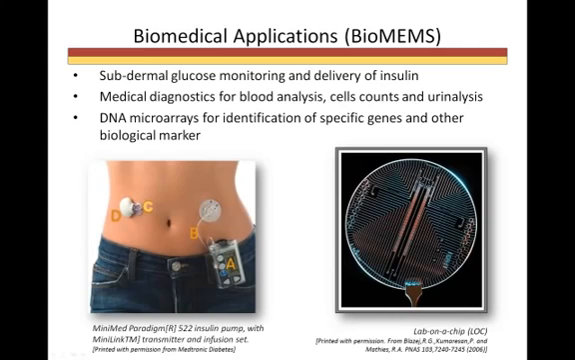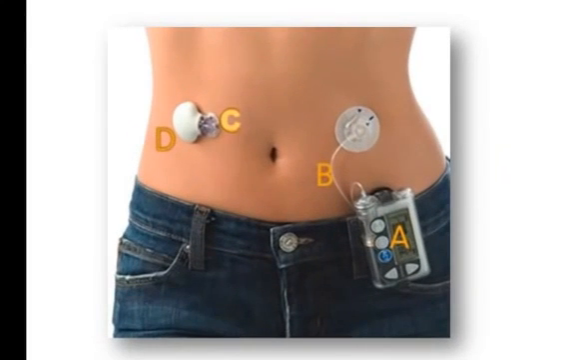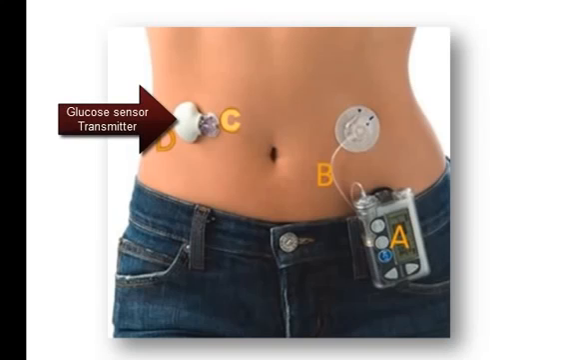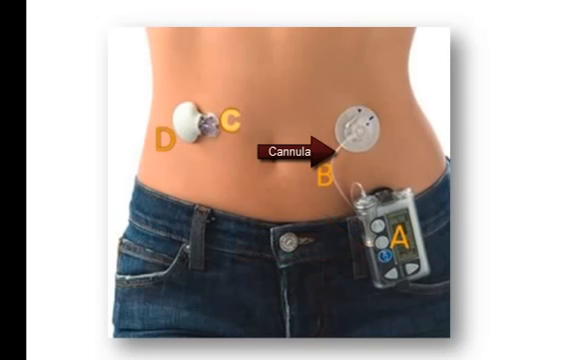Other biomedical devices include monitoring systems that diabetics can wear 24/7 to monitor and correct their glucose levels. Such devices include a glucose sensor with transmitter, a receiver, and a computer that calculates the glucose level and determines the amount of insulin needed. If insulin is needed, a micro-sized pump administers the correct amount to the patient via the cannula.